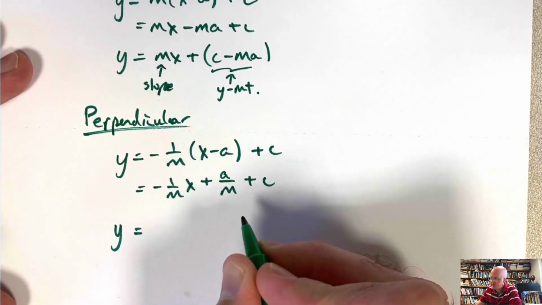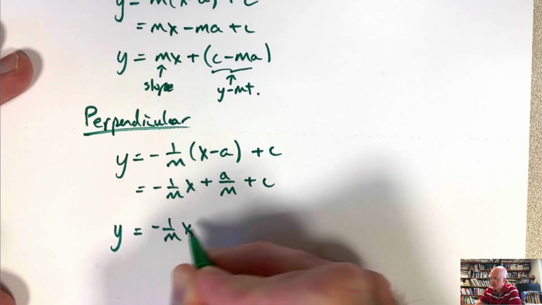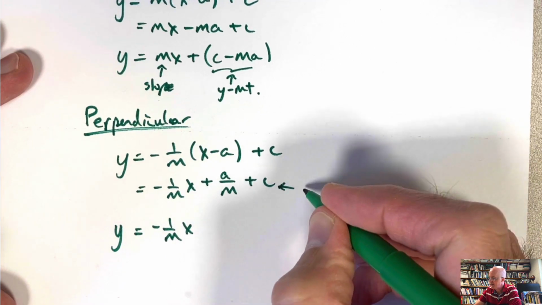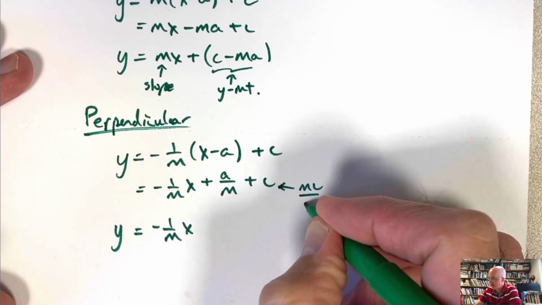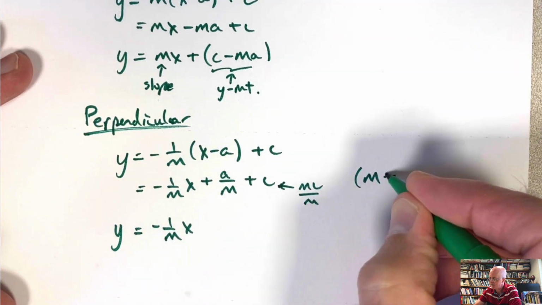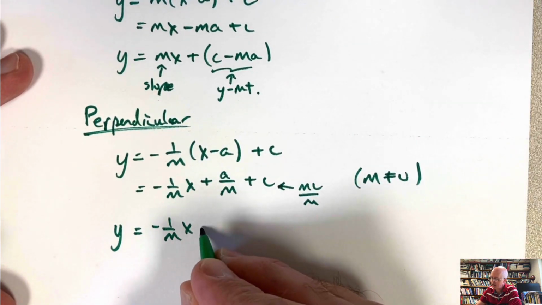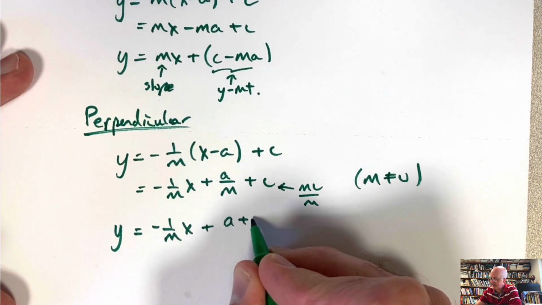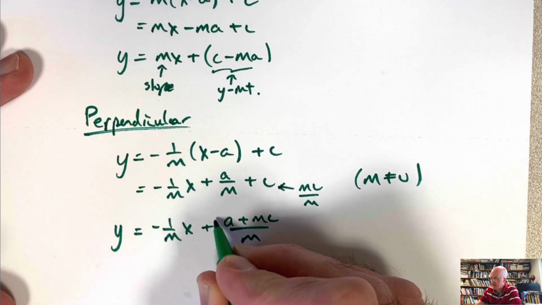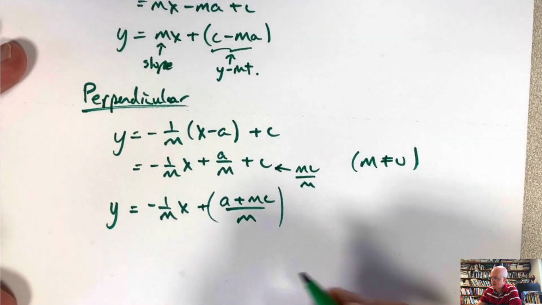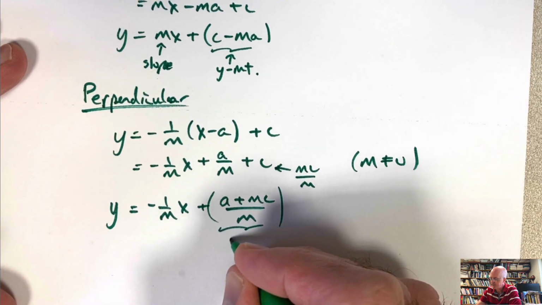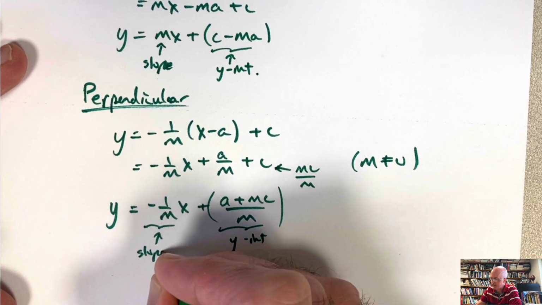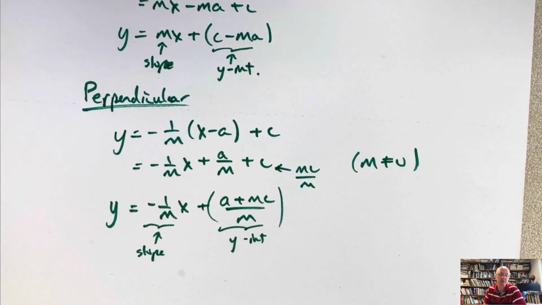And then probably the most natural thing to do here to simplify a little bit more is to add these two expressions by getting a common denominator. C is the same as mc over m. And again, I'm assuming m is non-zero in all this. And then I can now add those fractions by adding their numerators. I can write plus a plus mc all over m. And maybe for emphasis, put that in parentheses to emphasize it's the y-intercept. And the slope, again, is negative 1 over m. And there's the equation of a line perpendicular to the original line.